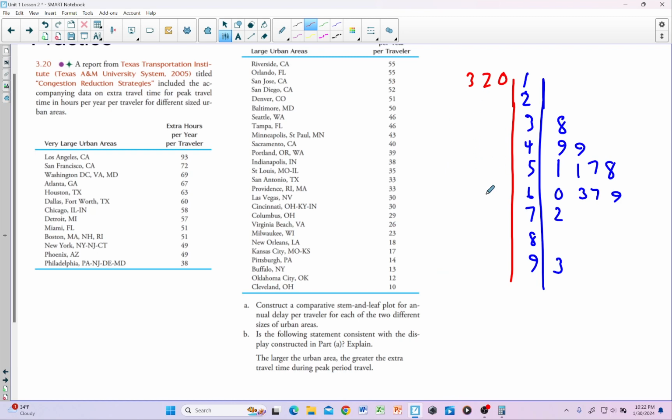And as you do, you'll be able to answer this question. So see if you can go ahead and fix this, and we'll cover this one in class. But you can also see from the data what you think is going on. The larger the urban area, the greater the extra travel time during peak period. Does that make sense? I think it's going to look like it to me, especially when the highest number here is 55. So all this data is going to go all the way up to here.